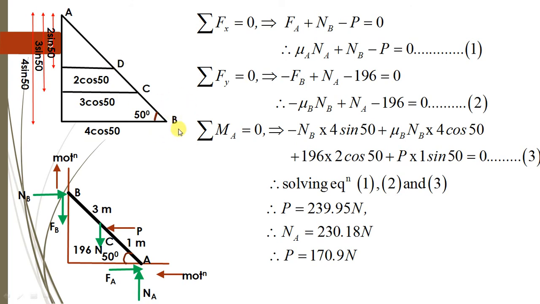Sorry, this point is A. Please make the correction over there. This point is A and this point is B, not this A and this B. This point is A and this point is B. We have to take the moment about this bottom.